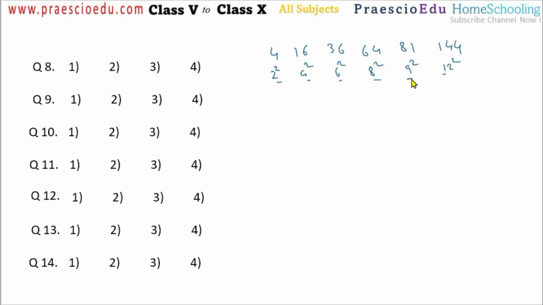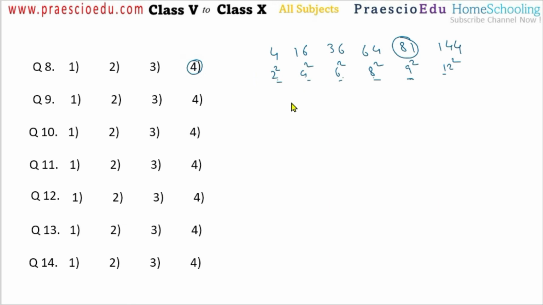Actually there should be 10 square, because 2, then 4, then 6, then 8, then 10 should be there, but here 9 is taken. So this 81 is a different one, and this is given in option number 4. So for question number 8, option number 4 is the correct answer.